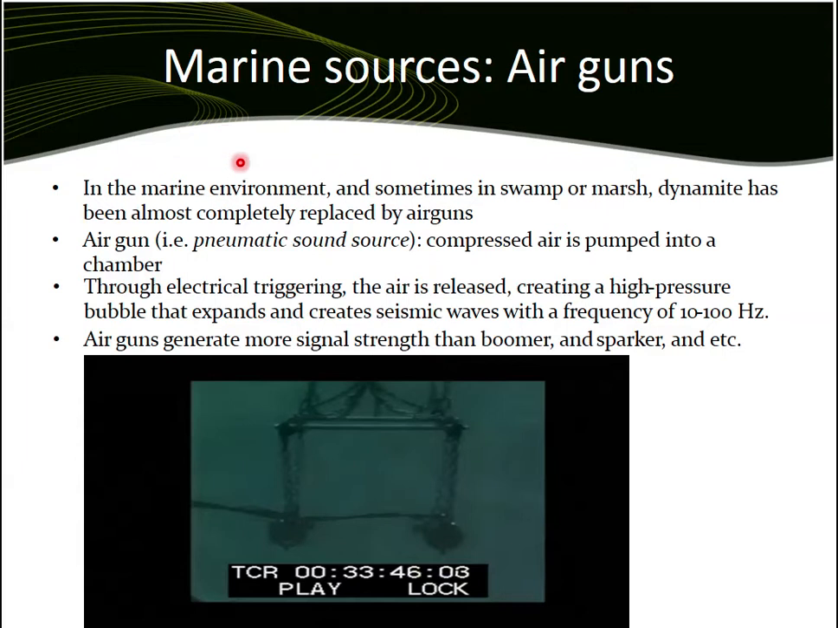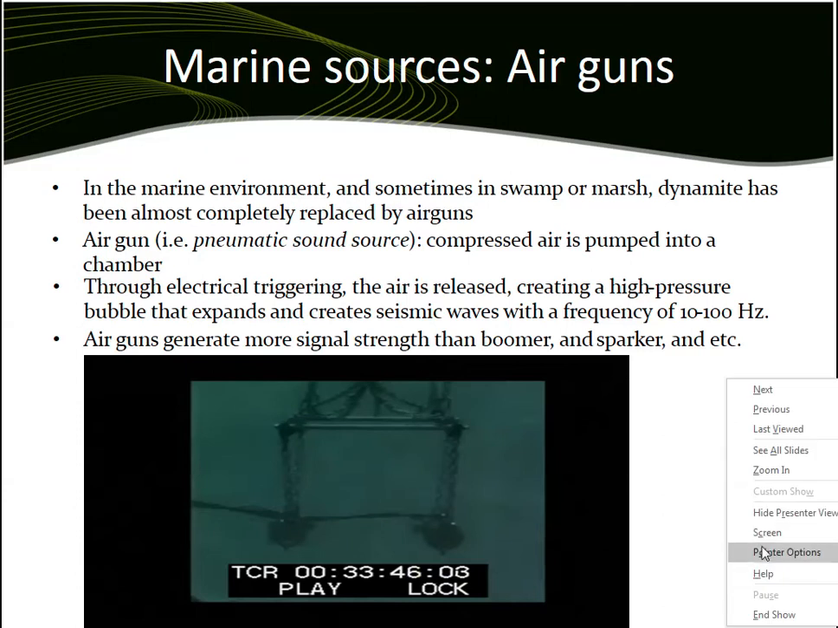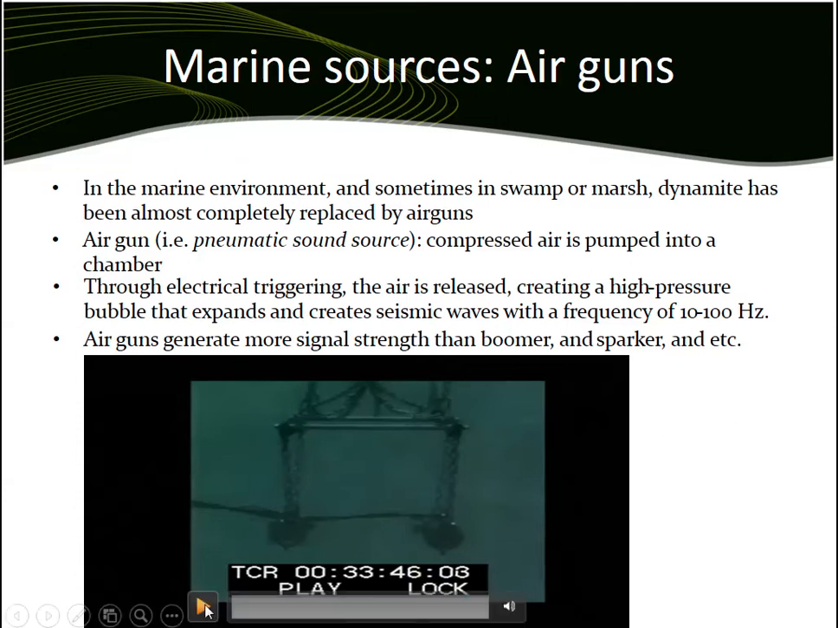So we move first to the first type of marine source, which is air guns. In wet areas such as swamp or marsh, sometimes dynamite is not going to work very well and is hard to control in terms of positioning and blasting, and thus the air gun is introduced to replace dynamite. So here is a video showing how the air gun works. I need to change it into cursor first. Okay, now we can play the video.